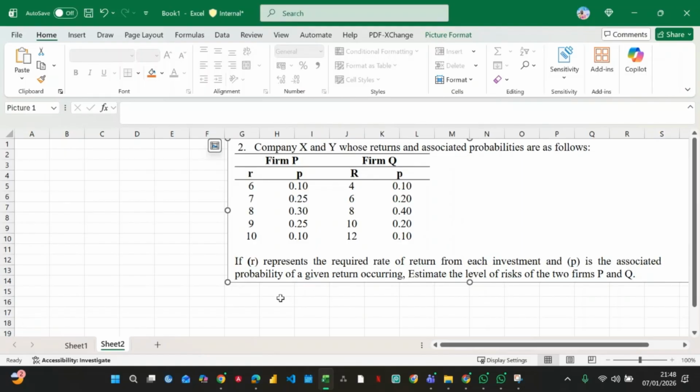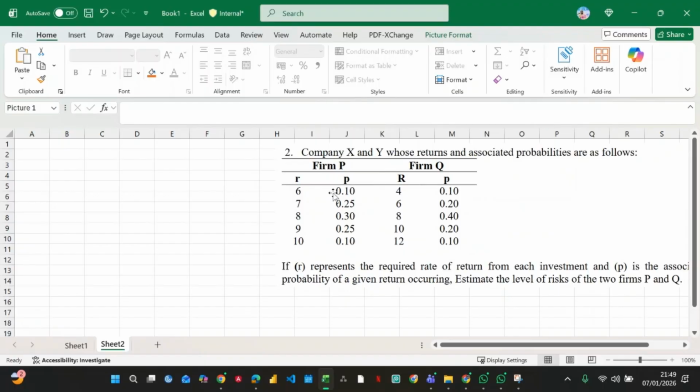It said if R represents the required rate of return from each investment, and P is the associated probability of a given return occurring, estimate the level of risk of the two firms. So now let's focus on the P. R represents the rate of return from each investment, and P is the probability that the return is actually coming to them.